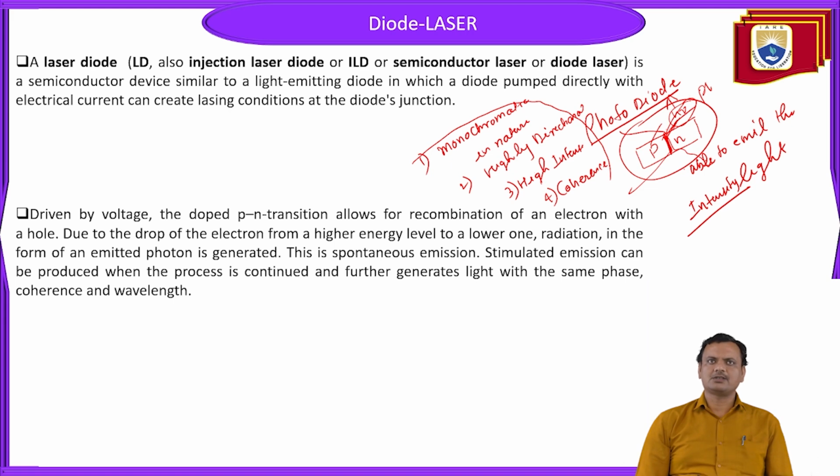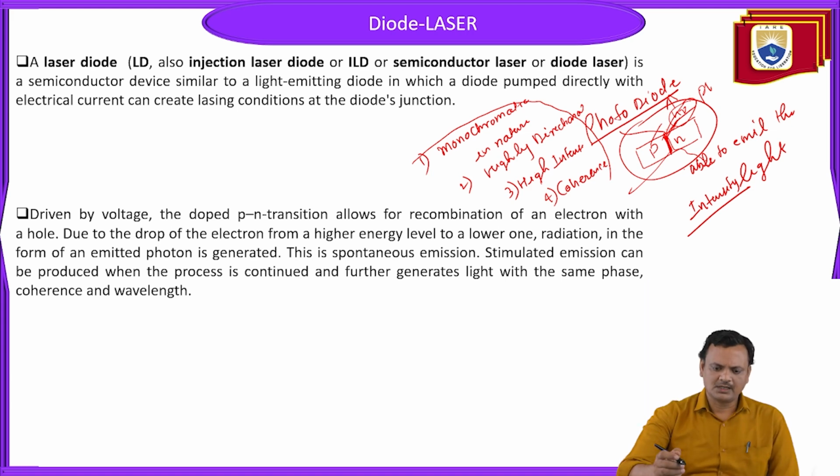So a laser diode is a semiconductor device similar to a light emitting diode (LED), in which a diode pumped directly with electrical current can create a lasing condition at the diode junction. Sorry, not photodiode, LED, light emitting diode.